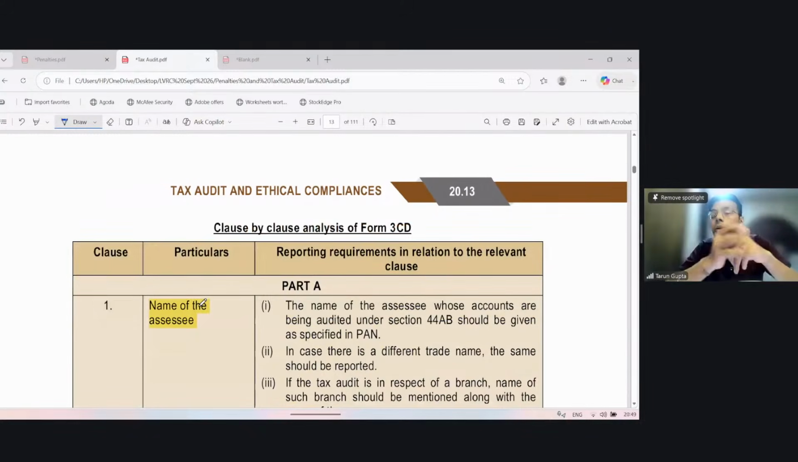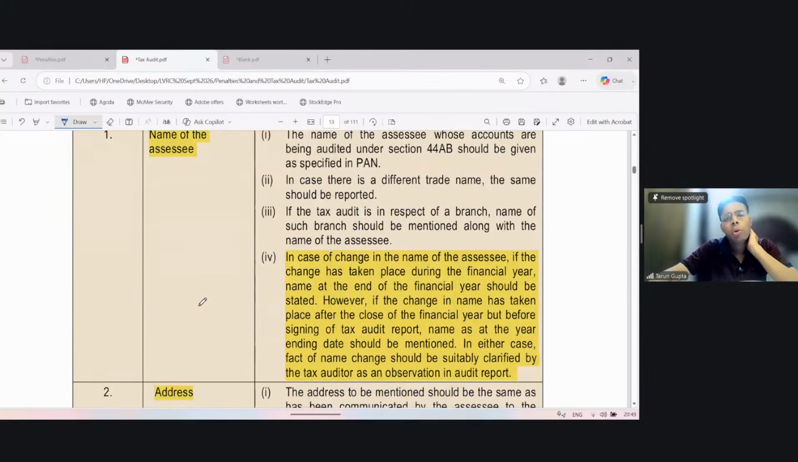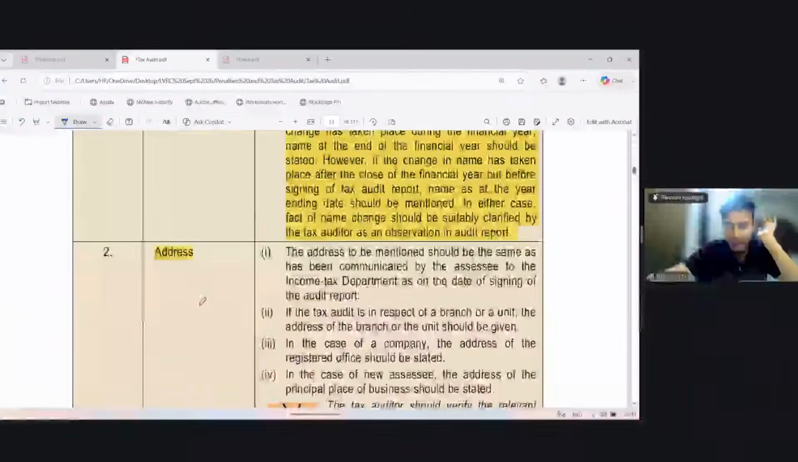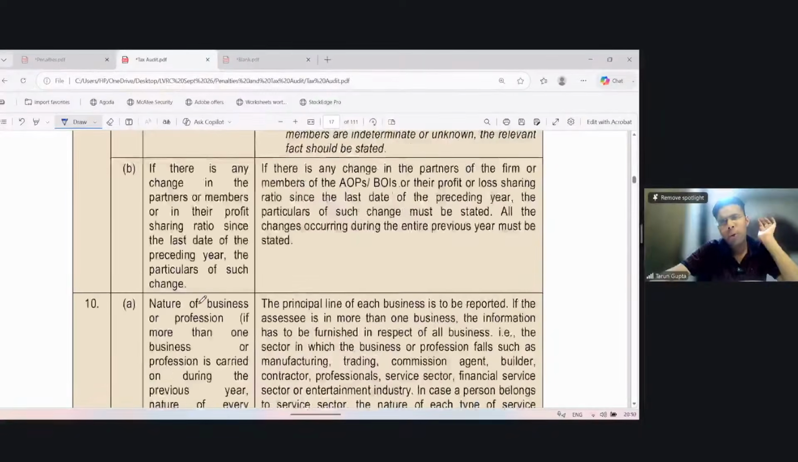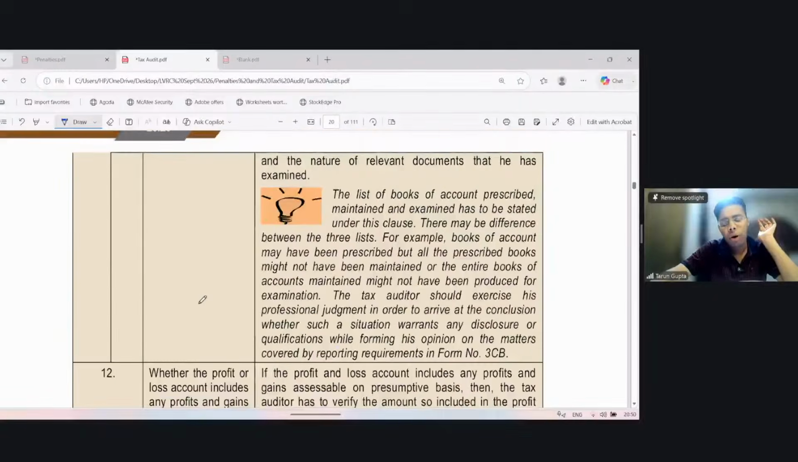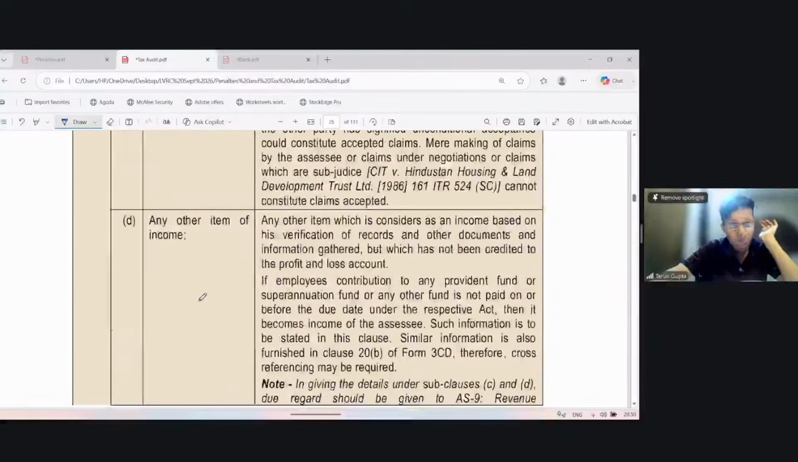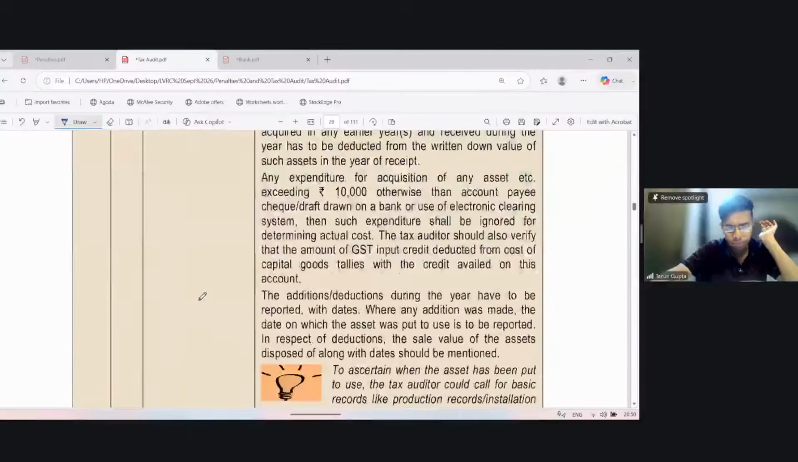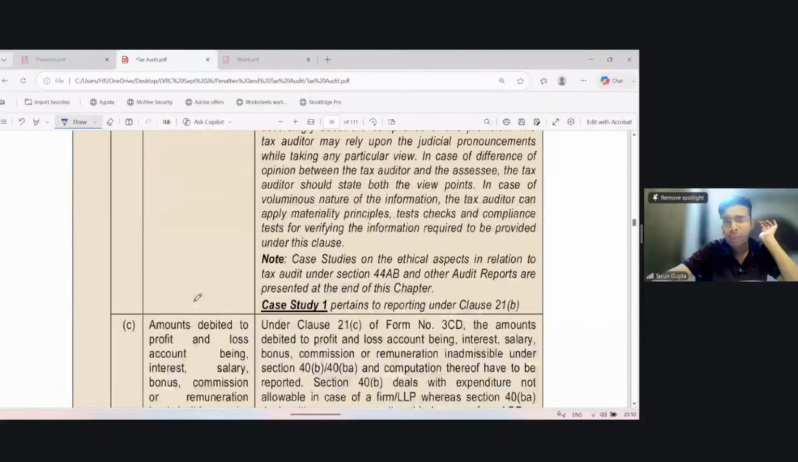Now there are 44 clauses of 3CD, and general instructions are stated on how to fill this form, what all is to be filled in respect of each point. So in case of name, you must give the name of the assessee. If there is any change in the name, you must state that there is a change. In case of address and all this, these are 44 points, which are not much relevant from the exam point of view, but just for your reading, what all is required to be generally disclosed in these 44 points. We call them 44 clauses of the tax audit report. All the 44 clauses have to be submitted by the tax auditor and certified.